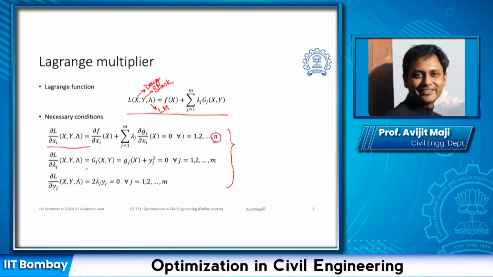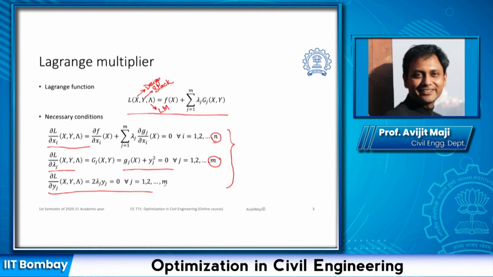The second set of necessary conditions is going to yield the partial derivative of the Lagrange function with respect to the Lagrange multiplier. And this is going to yield my equality constraint along with the slack variable. And here we are going to have m such equations. The third set is represented by the partial derivative of the Lagrange function with respect to the slack variable, and it is going to look like this.